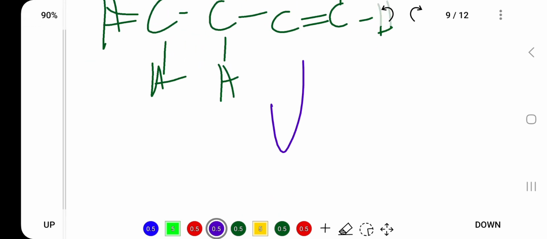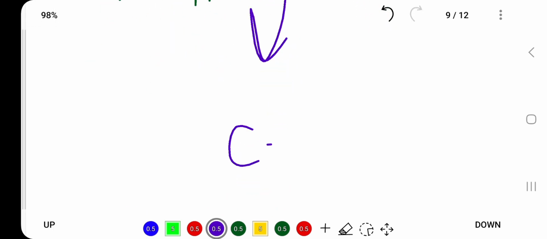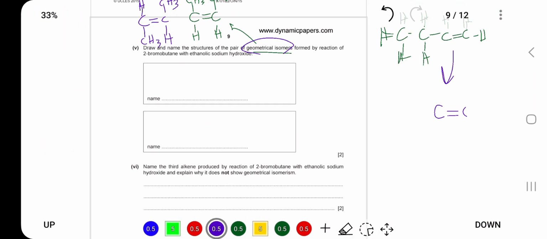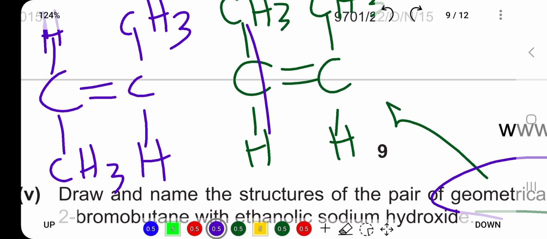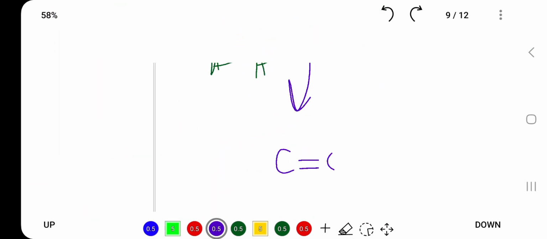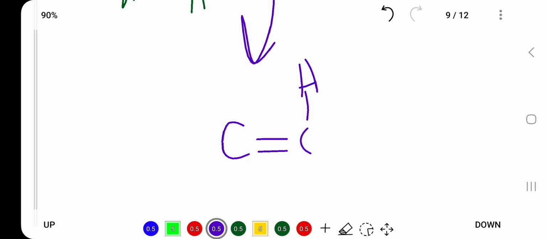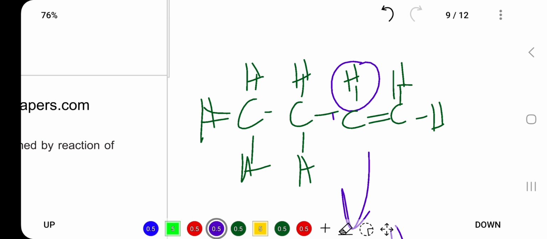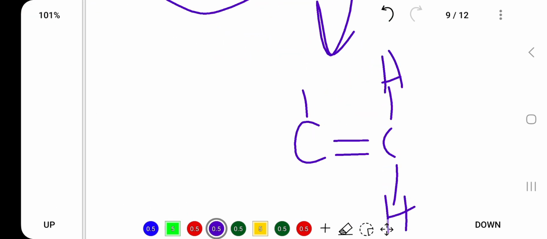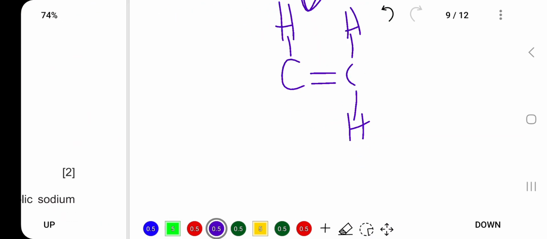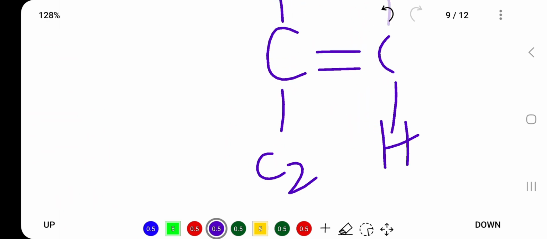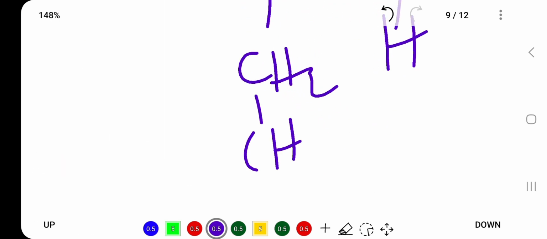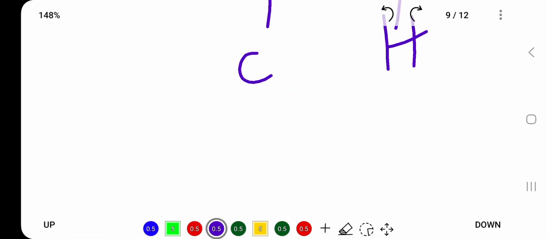Why? Because if you want to write them in an H shape, because geometrical isomers are basically written in an H shape, you know, H shape. If you draw this one in an H shape, there will be a problem. Alright? So this entire thing, CH2, CH3. Oh, that'll make you confused, I'm sure.